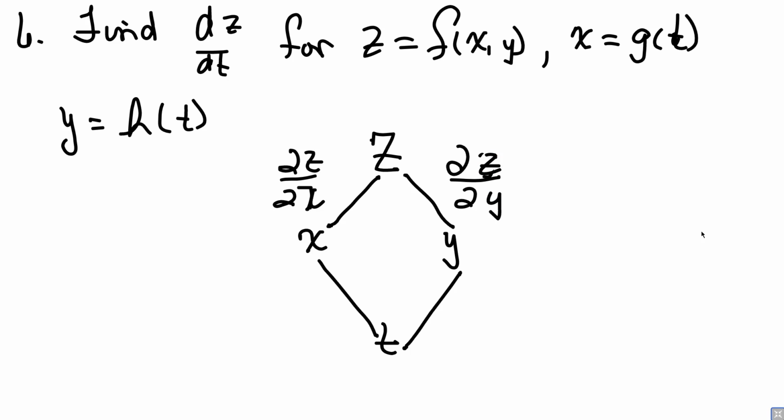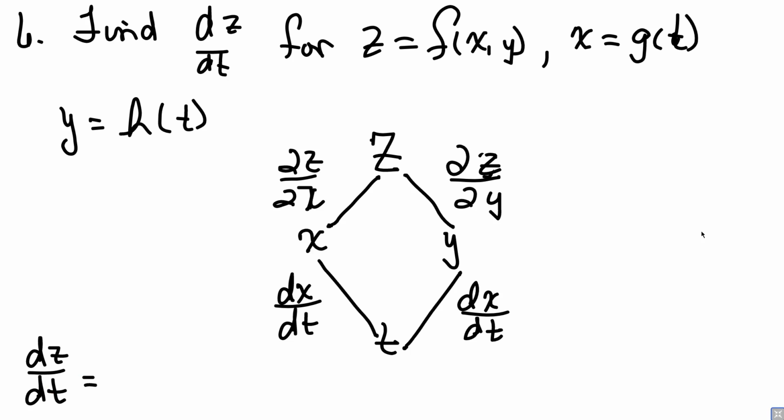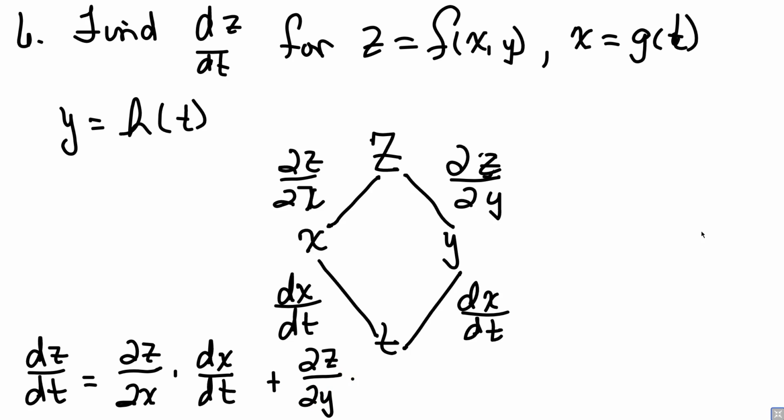Now from x to t, we're going to do the derivative of x in respect to t, and on the other side we're going to do the derivative of y in respect to t. Okay, so what we're going to see is that dz dt is going to be equal to the partial of z in respect to x times dx dt plus the partial of z in respect to y times dy dt. Okay? Any questions?